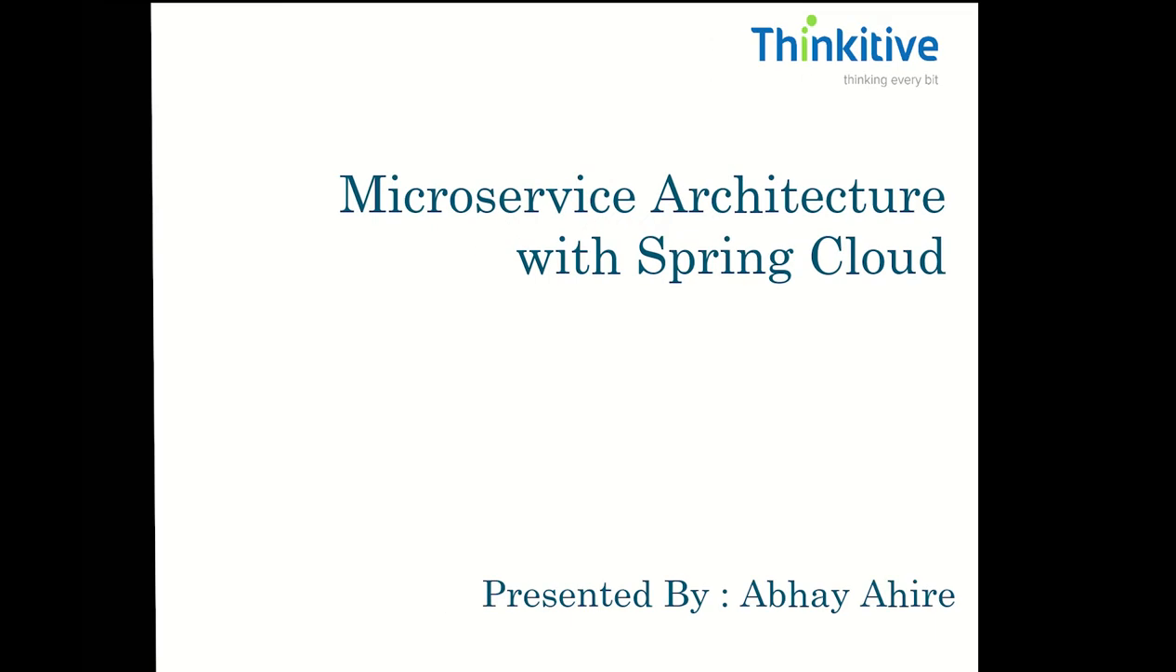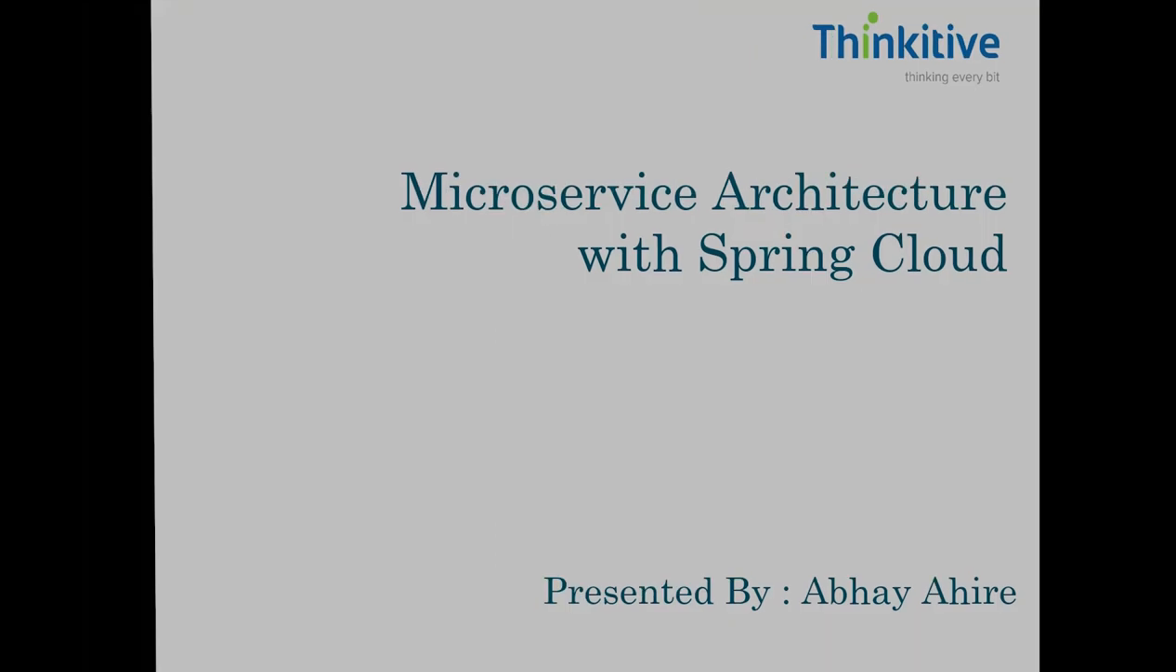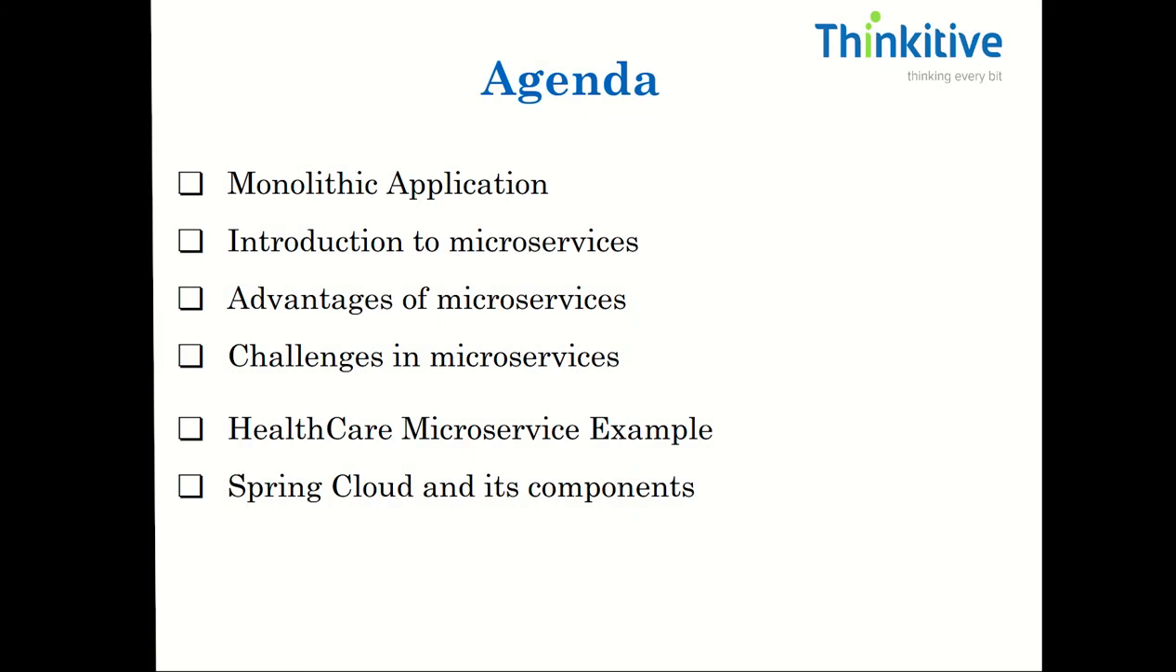Before jumping into the microservice architecture, let's see the agenda of today's video. We are going to see what are monolithic applications first, and then we will see what is microservice architecture. And once we understand the architecture, we are going to see advantages as well as challenges in microservices architecture. To get a basic idea about microservice architecture, we will consider a healthcare microservices example. And then finally, the main agenda behind this video is to understand Spring Cloud and its different components, which help us to build the microservice architecture pretty easily. So let's start the video and let's see monolithic application.